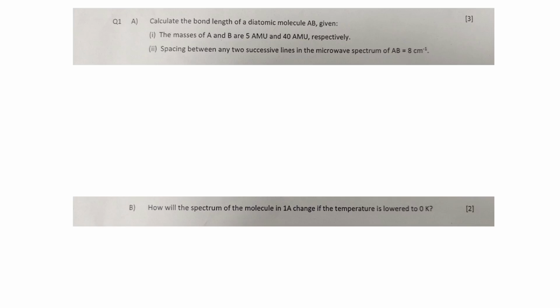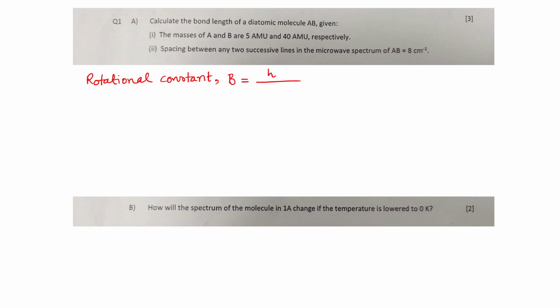First, it is given: calculate the bond length of a diatomic molecule AB. What are the things given? The masses are given, 5 mu and 40 mu. The spacing between two successive lines of a microwave spectrum is given as 8 centimeter inverse. So we know the rotational constant. Actually I'm starting with an easy problem so that we also get some momentum.